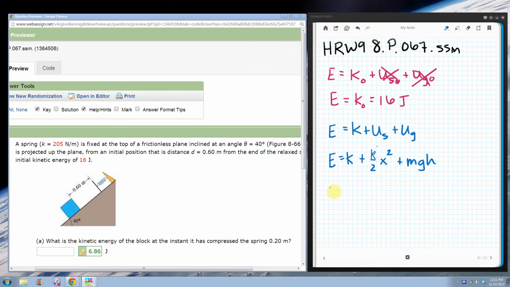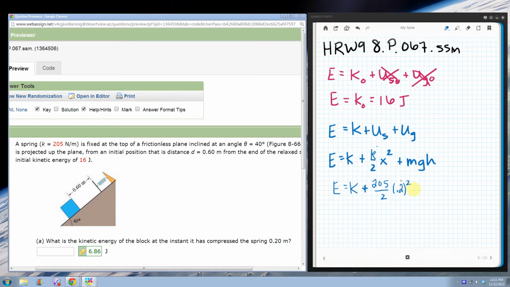Alright. So, I have a spring constant. What is that? 205. Oops. That's plus. 205 over 2. I have how far it's compressed. It's compressed 0.2 meters. So I've got 0.2 squared. They did give it to me in meters.